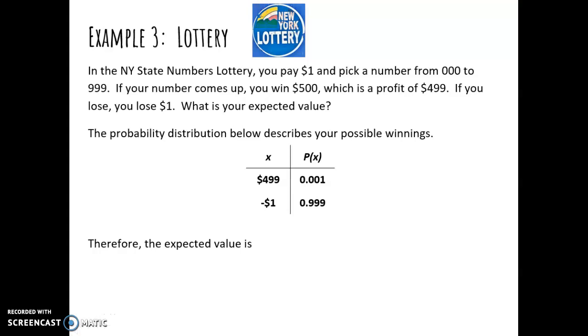This video is part 3 of the probability distribution and expected value for discrete random variables. So we're going to pick up with this slide, example 3, lottery.